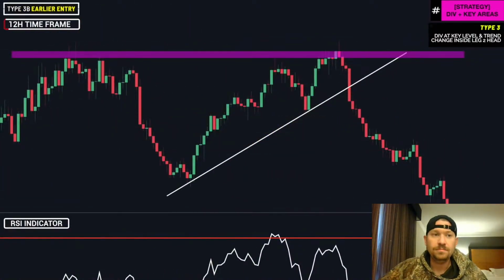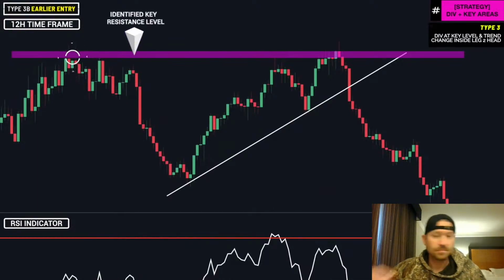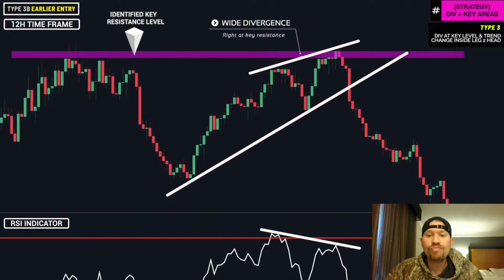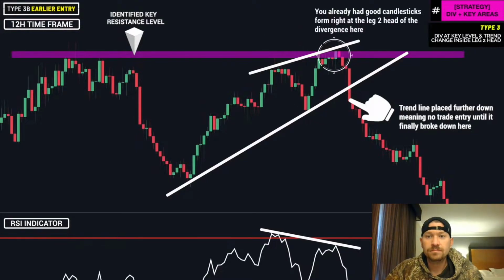So this is the 12-hour time frame, and you had your clear reversal point here, giving you key resistance. So you had great divergence form right at the key resistance level. Now the issue is that your trend line was placed at these swing lows here, meaning that you would have to wait for price to break it down here before you could enter the market. Now you already had good candlesticks forming at the key level.